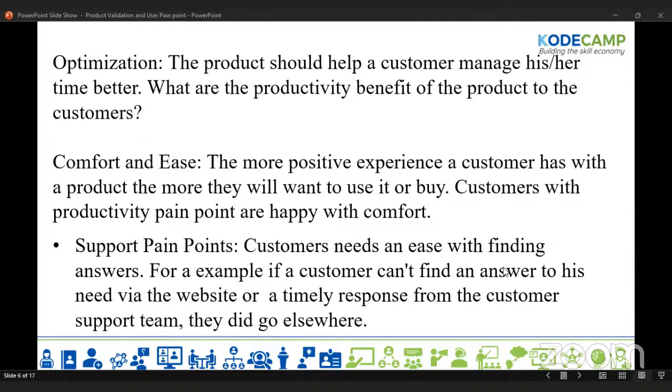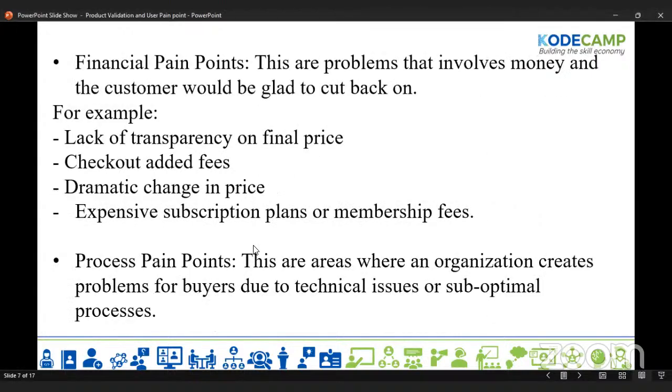So for example, if a customer cannot find an answer to their need on the website, or a timely response from the customer support team, they will go elsewhere. So at the point of validating your product, you want to be sure this has been done. The next one will be the financial point.